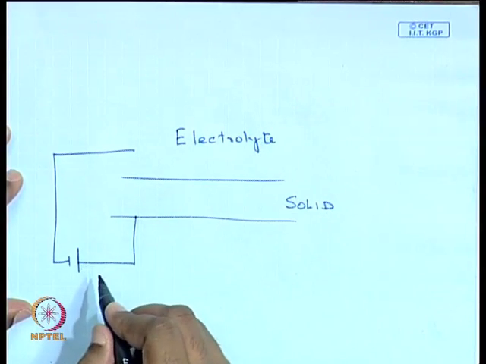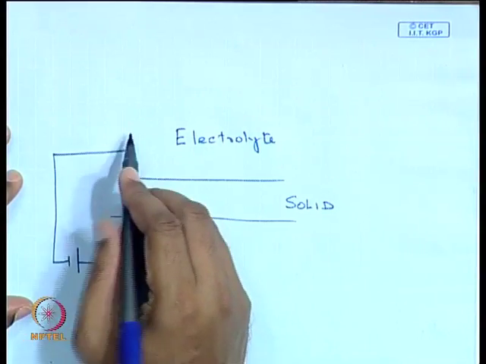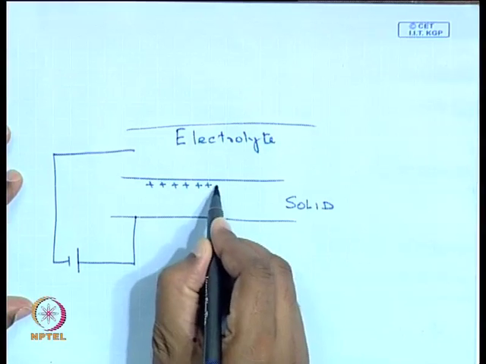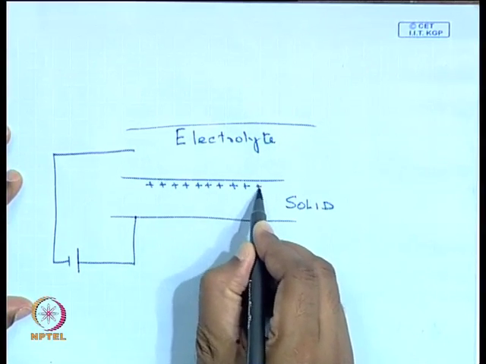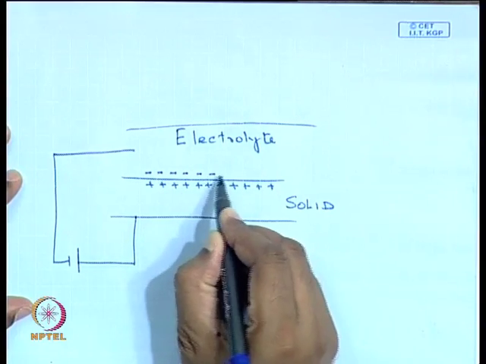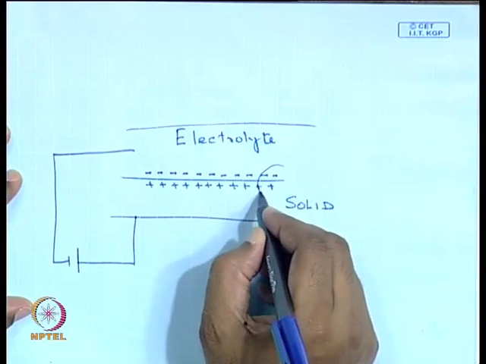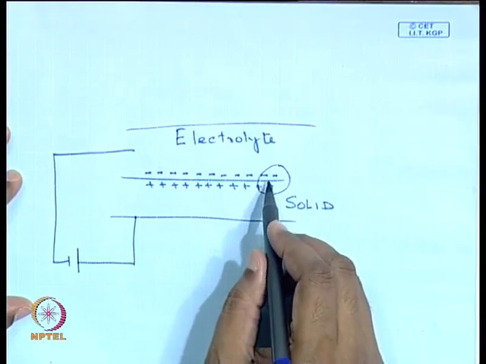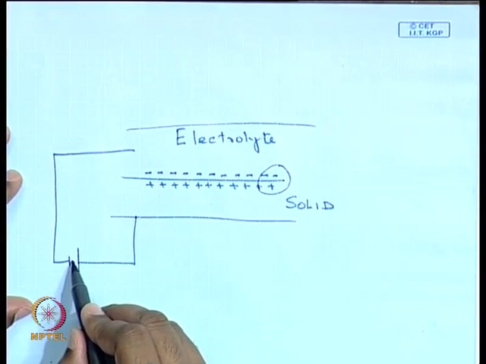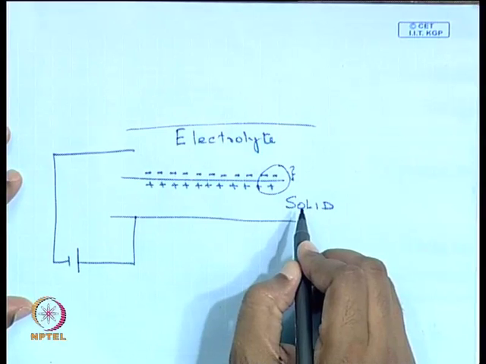So, when the circuit is on, what we are going to see is that positive charges are going to accumulate on the solid side of the interface, and the negative charges from the electrolyte will form a layer in the electrolyte. This formation of oppositely charged layers near the solid liquid interface on application of an electric field, the thickness of this, is known as the double layer.